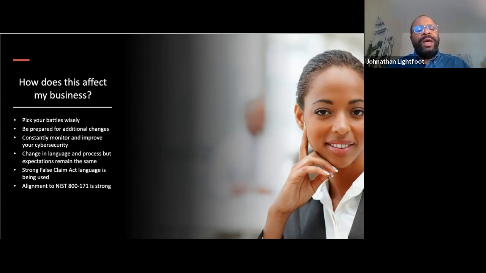Keep in mind that although they may have changed the language and the processes, the expectations still remain the same. Yes, we went from 5 levels to 3 levels, and it sounds like, oh, wow, it got easier. We can do self-attestation now, yay. Don't think that, oh, well, DoD doesn't care. They do, they care even more so.